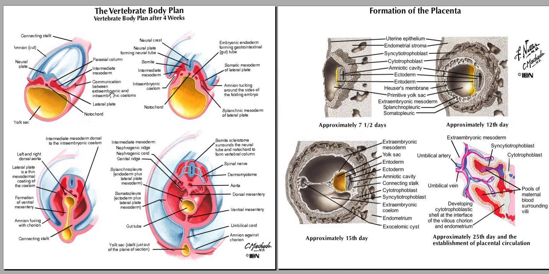Okay, this is basically almost the same. Notochord, paraxial, intermediate, lateral plate, neural plate, connecting stalk, left and right dorsal aorta. Okay, the connecting stalk over here. Formation of the ventral mesentery, and the lateral plate mesoderm. This was the dermal coating of the coelom too, and the intermediate mesoderm too.